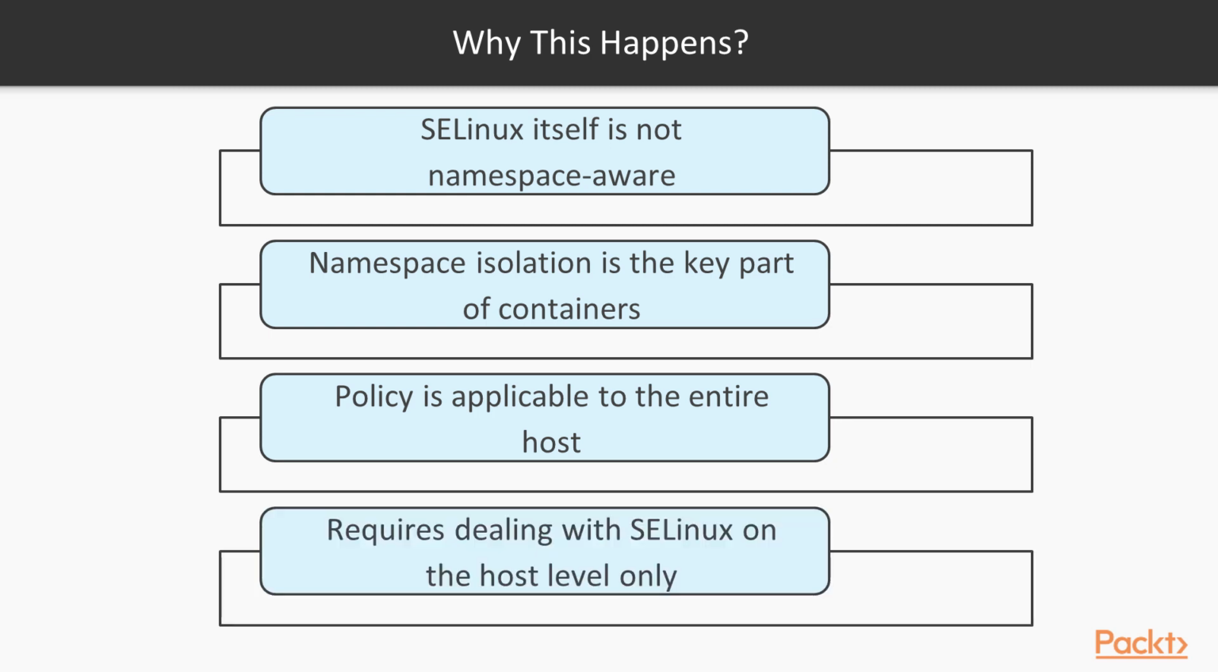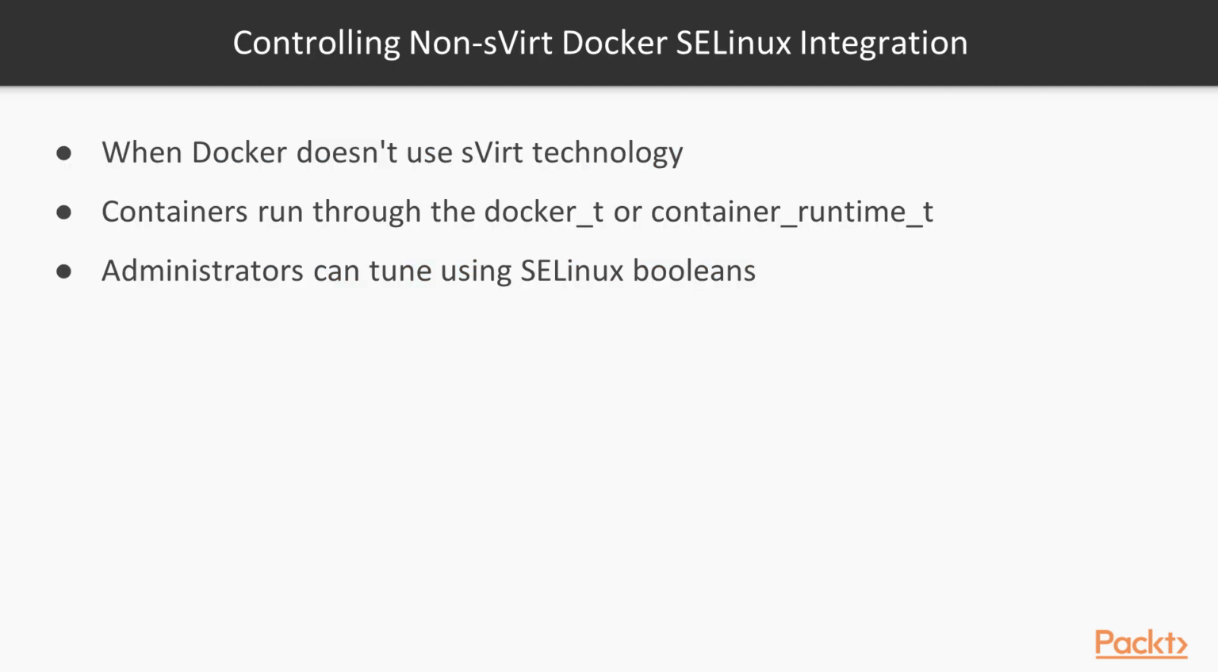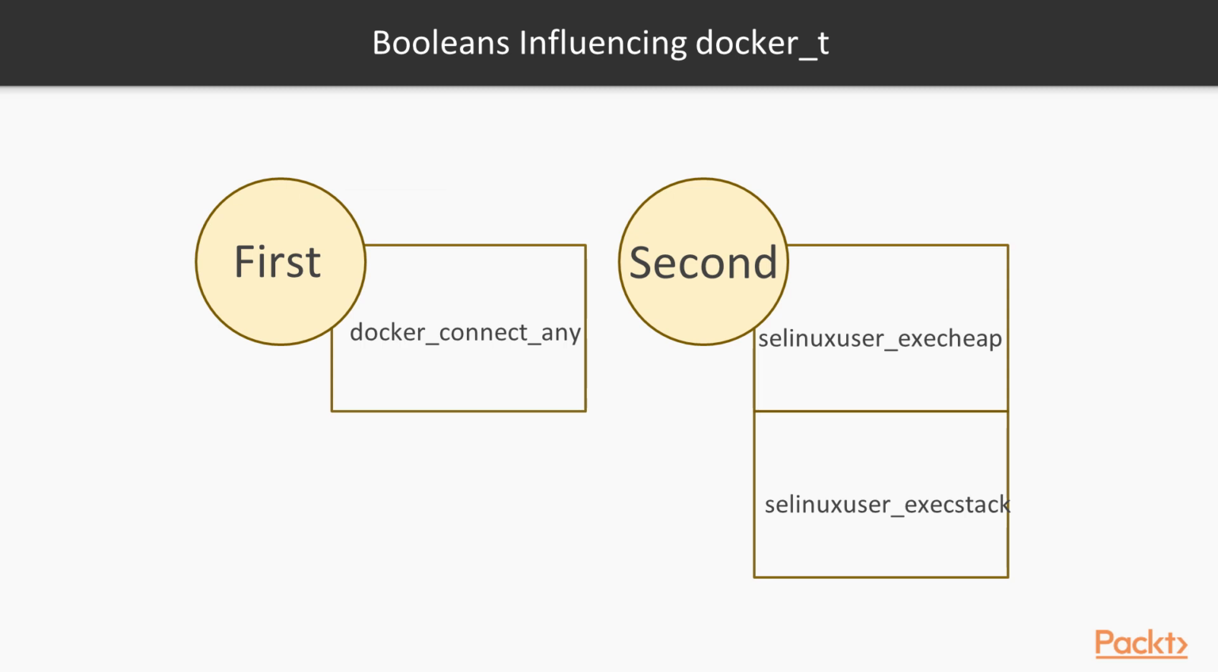As long as SELinux does not support policy layers and namespace-aware access controls, we'll need to deal with SELinux on the host level only. When the Docker installation is one that doesn't use SVirt technology, then containers will run through the Docker container runtime T-type, which has but a few handles that administrators can tune using SELinux booleans. The important SELinux booleans that influence Docker T access controls are listed on your screen.